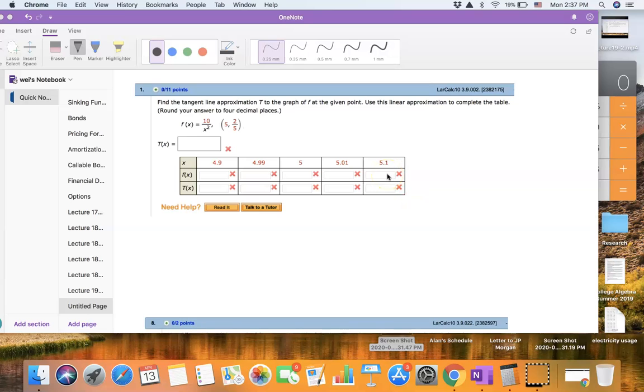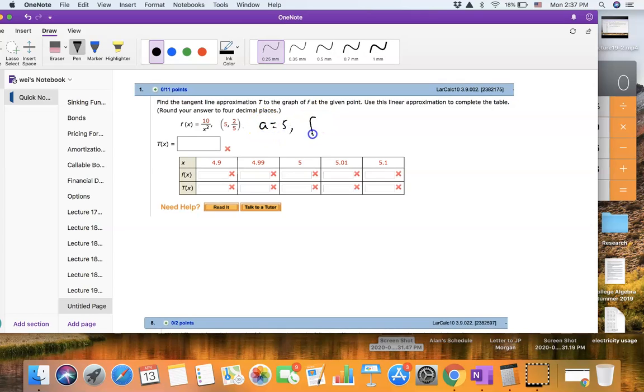Okay, let me do another two examples. This problem says find the tangent line approximation T to the graph of f at the given point. Use this linear approximation to complete the table. Round your answer to 4 decimal places. Here the function is f(x) equals 10 over x squared, and this is the point a and f of a. So given a equals 5 and f of a equals 2 over 5.